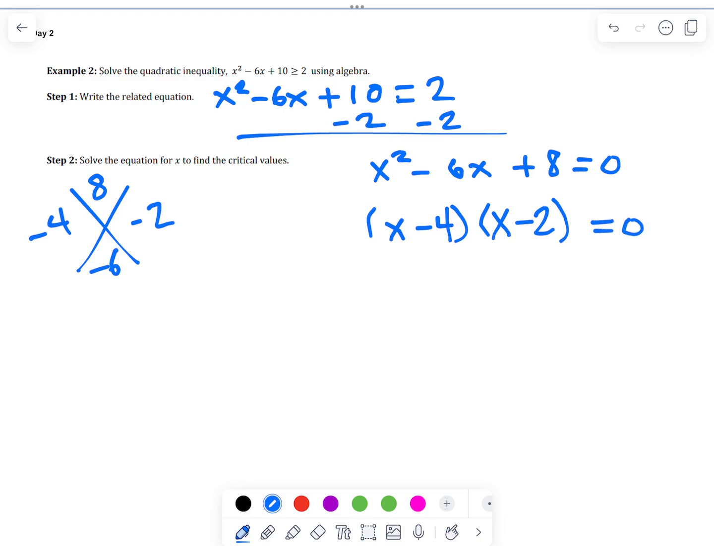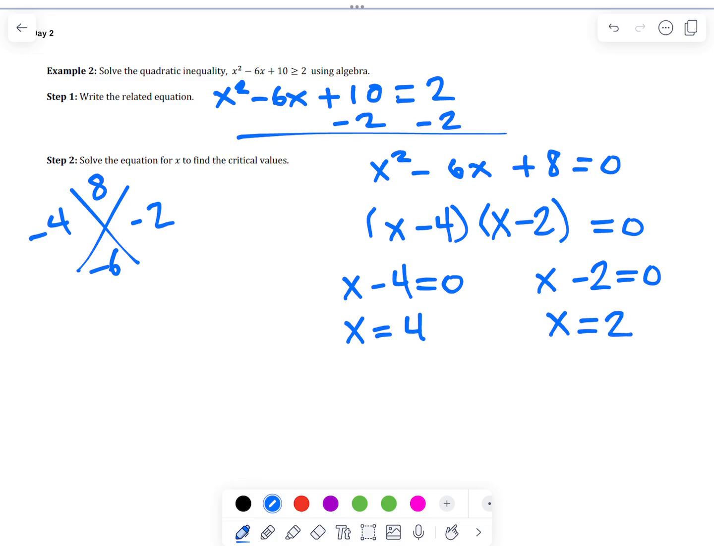Then we use our zero product property. We set this first factor equal to 0, and we solve it for x by adding 4 to both sides. So the second factor equal to 0, solve for x by adding 2 to both sides. So those are what we call our critical values.